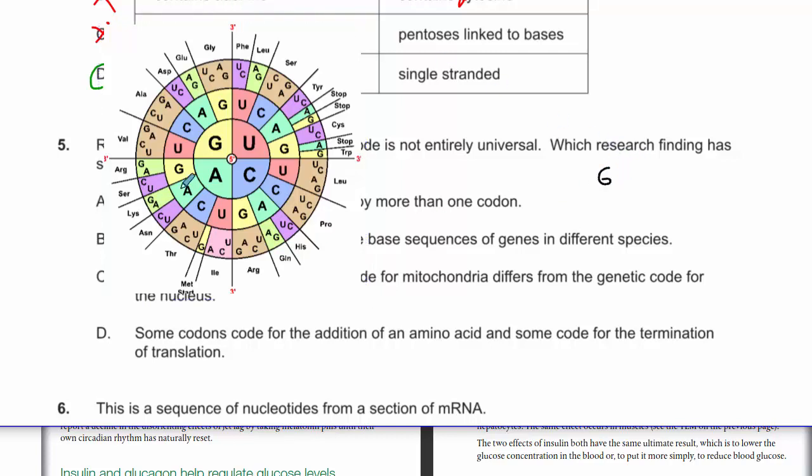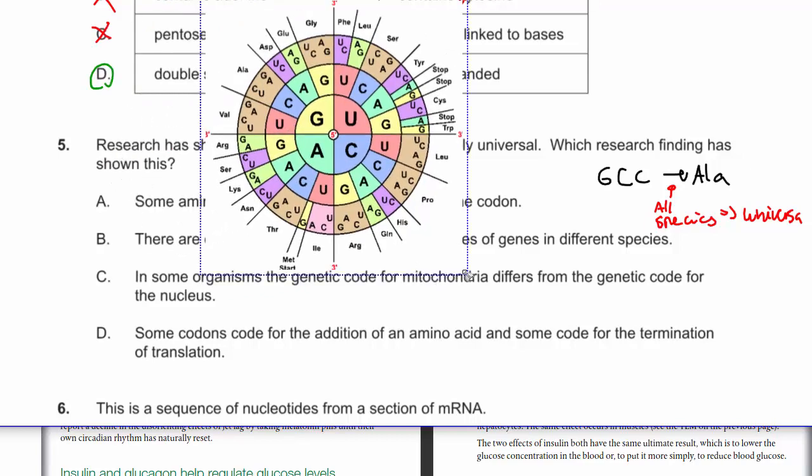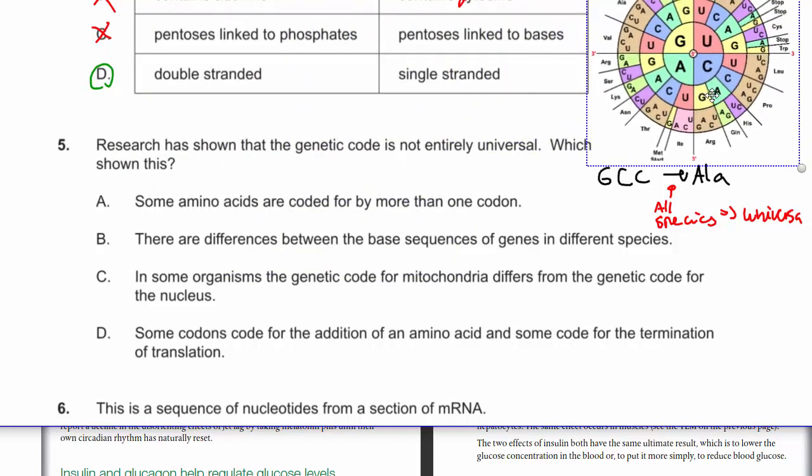G, C is always alanine. And what is meant by universal is that this is the same for all species, and that means universal. Okay, so let's look at the alternatives and see if we can find out the right one.